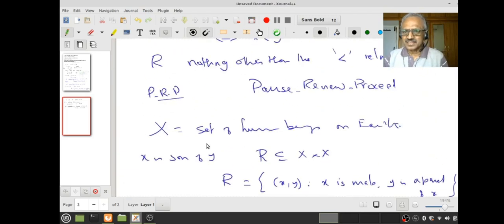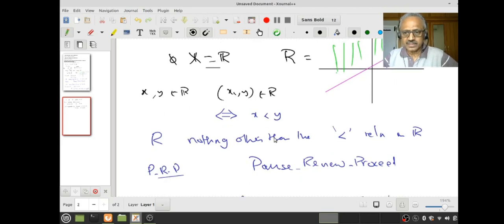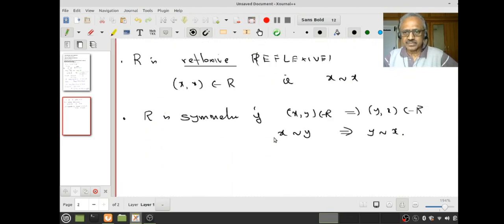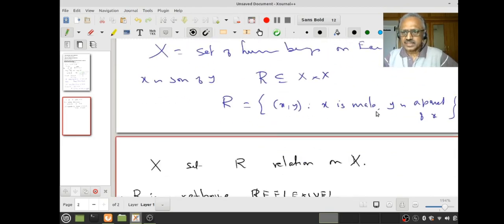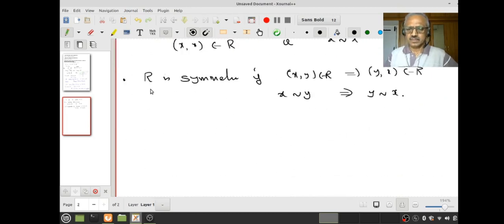Now next thing, is it symmetric, this relation? If X is related to Y, that means X is less than Y. Does that mean Y is less than X? No, 4 is less than 5, but 5 is not less than 4, right? Therefore, that's not symmetric. And similarly, X is a son of Y, but that doesn't mean Y is a son of X. Are you following? Therefore, this is not symmetric. We will look at an example where all things happen, but we will do that later.